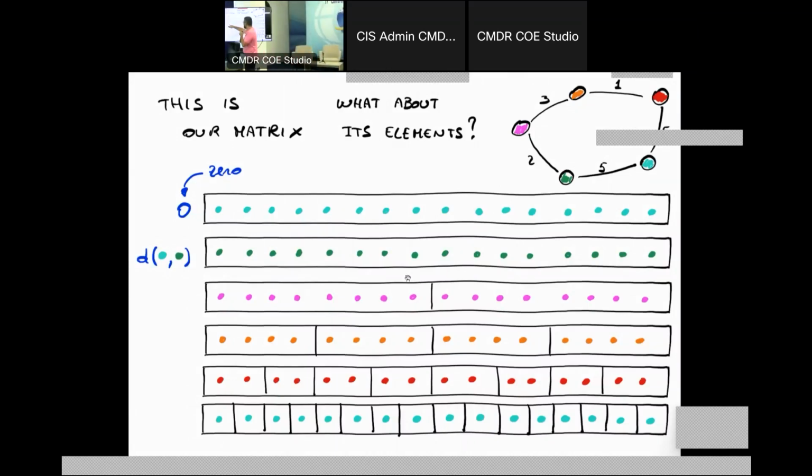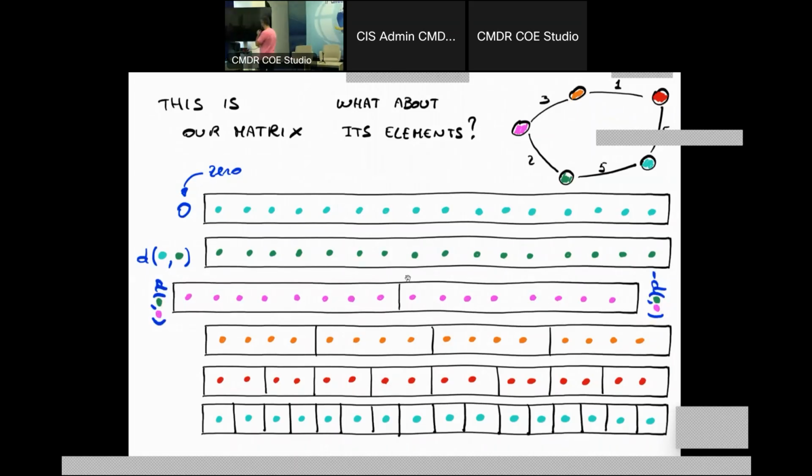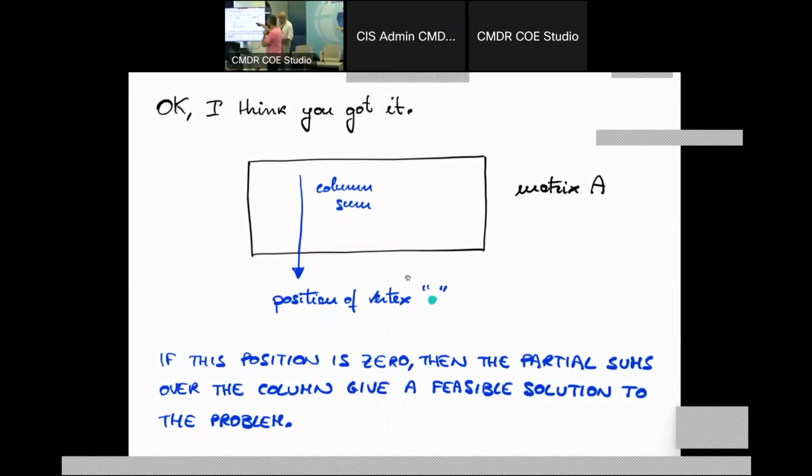Then here I have a distance between the light blue and the green vertex, and it's always the same. Then in the other layer, I have the distance between the green and the magenta, or the negative distance, and so on. So if I continue, I have a positive distance, negative distance, positive distance, negative distance, and so on. So this is how I fill my matrix. And I hope you got it.